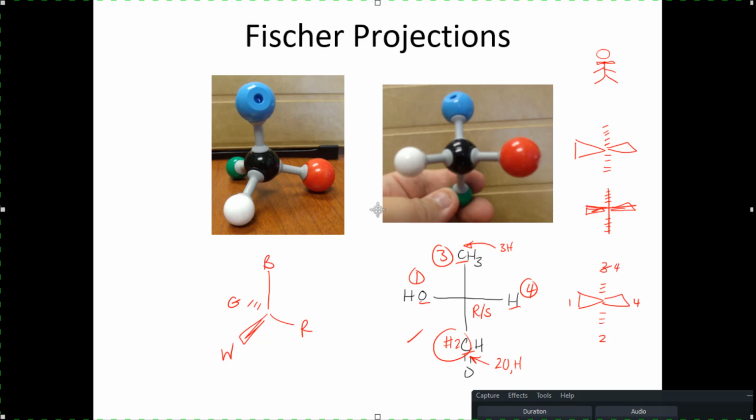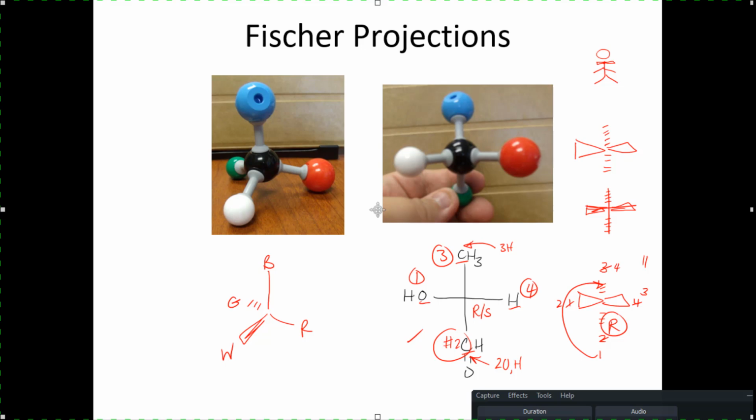Let me switch 4 and 3. One switch, switch 1 and 2. 2 switches, so now whatever I determine is the original configuration. So going from 1 to 2 to 3 is clockwise because 4 is pointing away from me. Yay, I finally have an R in one of these problems. So this one is R.